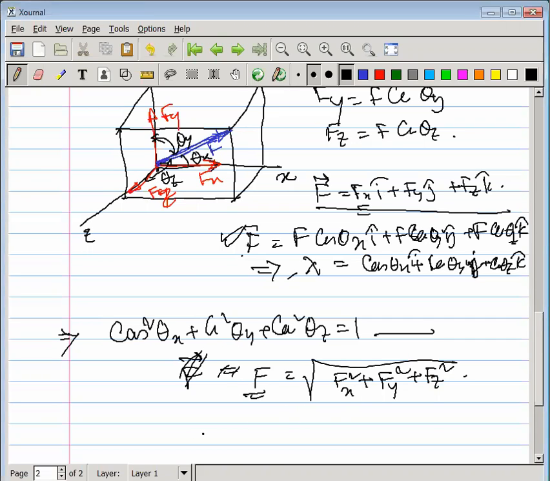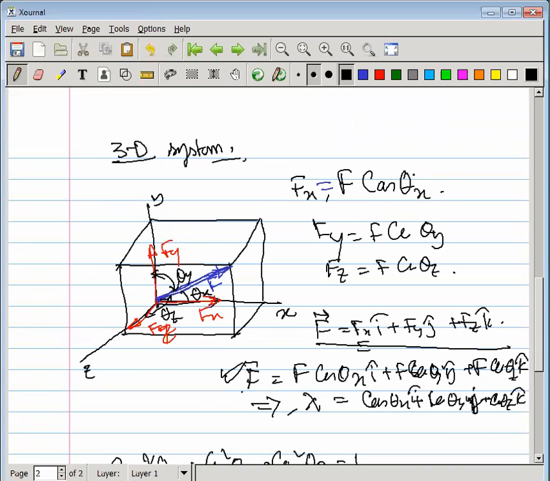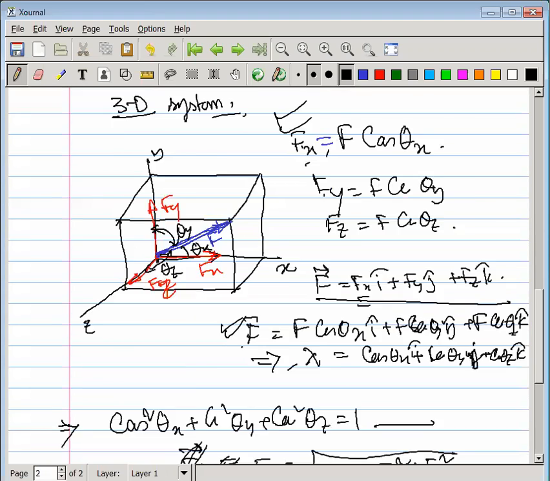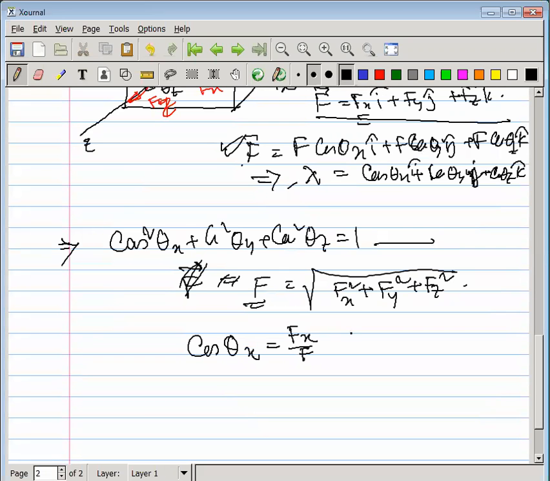Now suppose in the question you have to find out the theta. How can you find out the theta? Cos theta x is nothing but Fx by F, so from here you can easily write cos theta x equals Fx by F, cos theta y equals Fy by F, cos theta z equals Fz by F.